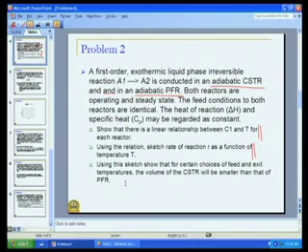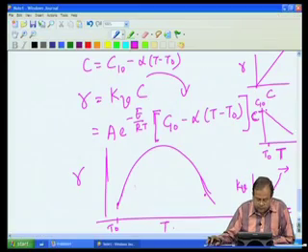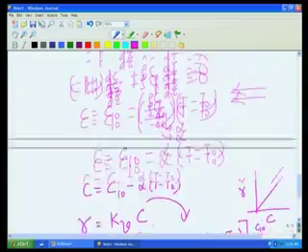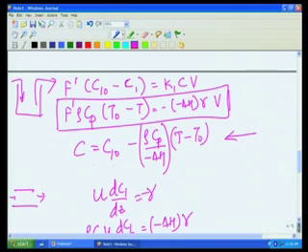Now, using this sketch, show that for certain choices of feed and exit concentration, the stirred tank reactor will be better than the plug flow reactor. Now, how do we show that? Remember, this is my rate versus temperature. Let us go back to our mass balance equation for the stirred tank reactor, along with the fact that C, which appears in this R, which is Kv into C, is a linear function of temperature.